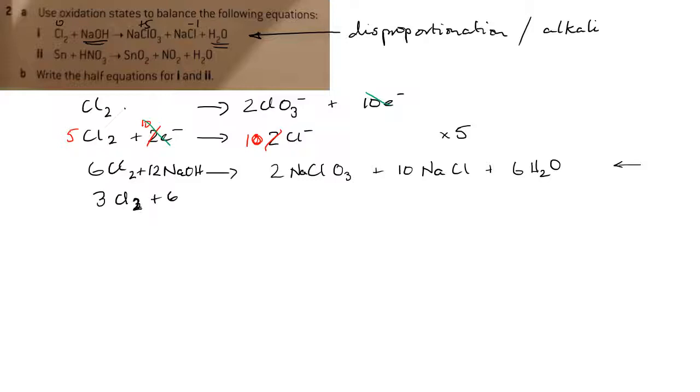plus 6 NaOH goes to 1 sodium chlorate plus 5 sodium chloride plus 3 waters, and there, that would be our answer to 2A part 1. So quite a few marks for that if it was an exam question, maybe 3 or 4.